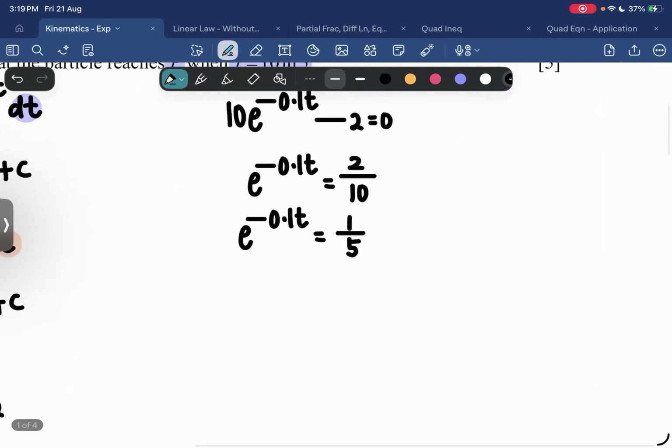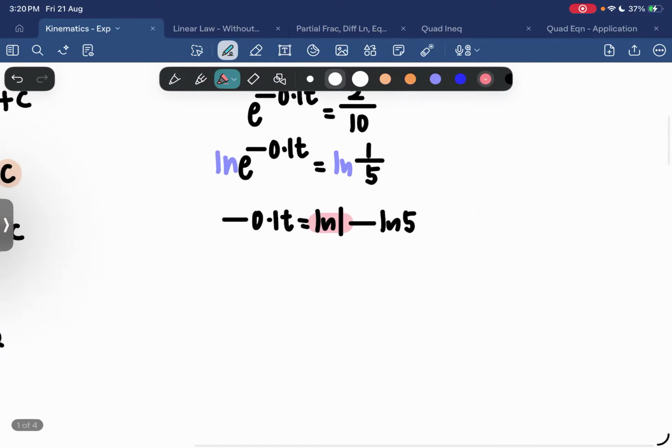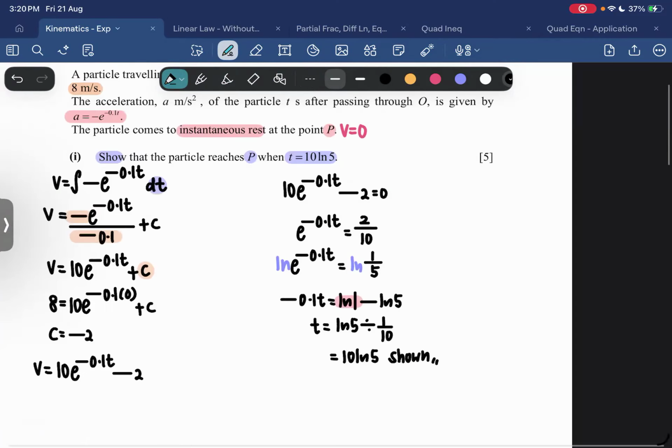So how do I solve exponential? You have to ln both sides, so the power comes down. This is ln 1 minus ln 5. Can you understand the purpose of splitting it up? Because I must know that ln 1 is actually 0. So then if I do this, it's just ln 5 divided by 0.1. 0.1 is 1 over 10, so you flip around and it becomes 10 ln 5, which is what they want. They want it in exact form.